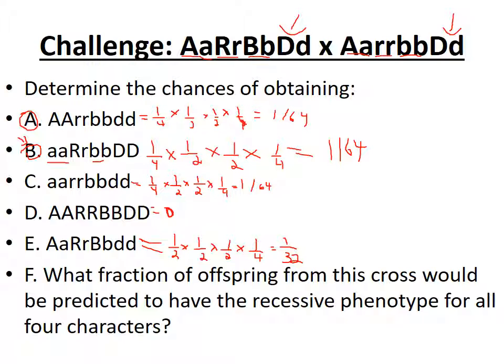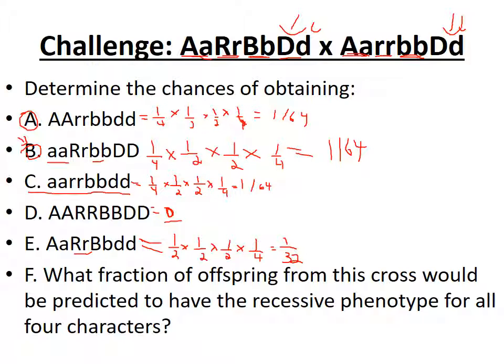And then lastly, you have F, which is what is the fraction of the offspring from this cross that we predicted to have the recessive phenotype for all 4 characters? Well, that's your question C over here. So if you look at the question carefully, you have to interpret what the question's asking. So just to go over what I did for E, just in case you're unsure, big A, little a, the chance of getting a big A, little a from a big A, little a cross is half a chance because that's heterozygous. And the chance of getting big R, little r from the big R, little r, little r, little r is also half a chance. And big B, little b from the big B, little b, little b, little b cross is half a chance. And little d is a quarter chance because you have half a chance here and half a chance here. And that's 1/8 times 1 over 4, which is 1 over 32.